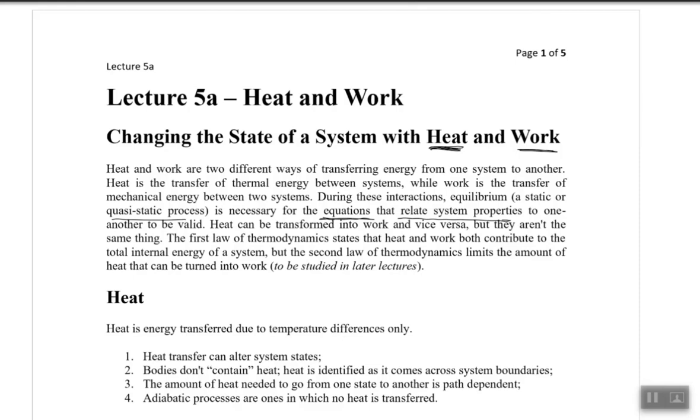Yes, we would be defining the same thing in the first law of thermodynamics and obviously in the second law of thermodynamics. The first law of thermodynamics relates that heat and work both contribute to the total internal energy of the system, but the second law of thermodynamics limits the amount of heat that can be turned into work. Yes, we will be studying these things in the later lectures.